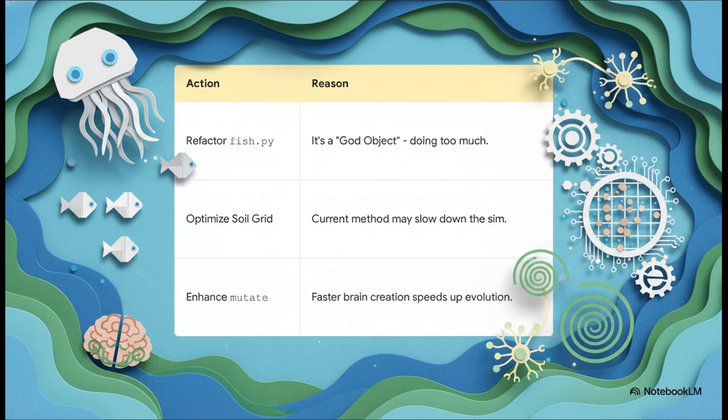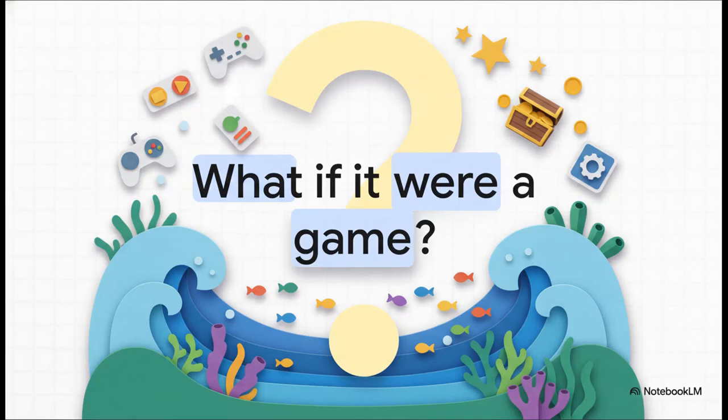Now, refactoring just means cleaning up and restructuring the code. Right now, it's what's known as a God object, one single file trying to do way too much, which makes it tough to manage. These are exactly the kinds of tweaks that can turn a creative prototype into a really robust piece of software.